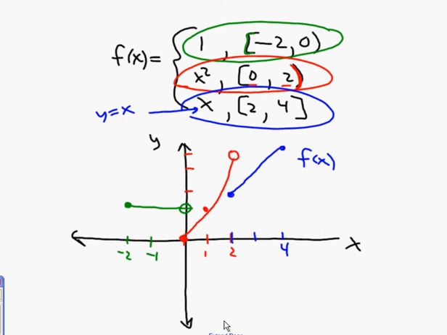So that's generally your plan. You look at each little piece of the domain, graph the function that works for those x values, and when you're done, you end up with the total graph. Make sure you pay attention to what's included, what's not included, and so forth.